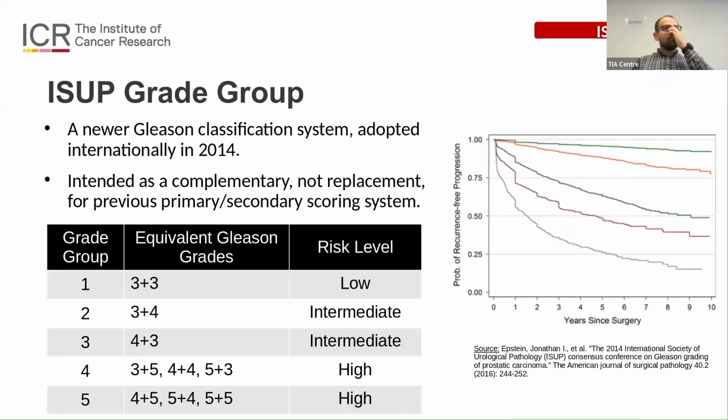And they then came up with this idea of a grade group system, which is what I'm going to mainly be working with today, because that is the clinical standard. And you can see here they're going from grade group 1 to 5. You get this very clear difference in terms of risk of recurrence.